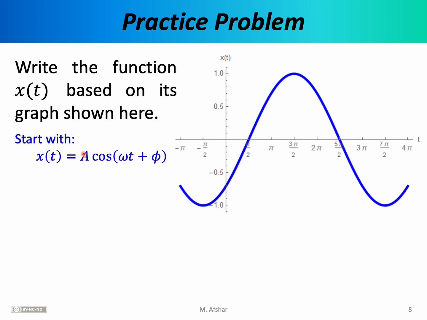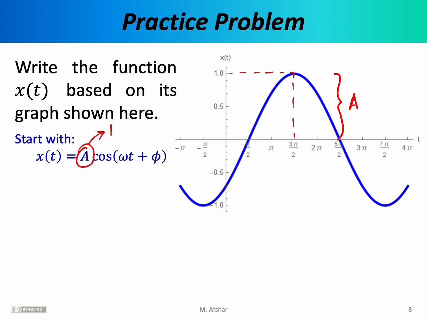Of the 3 parameters, A is usually the easiest one to figure out because normally you can read it off from the graph. For example, I can see that at a time of 3 pi over 2, the graph reaches its maximum value, and that maximum value is equal to 1. That fact tells me that the amplitude must in fact be equal to 1. You can also say that this distance here is simply equal to the amplitude, so the amplitude should be equal to 1.